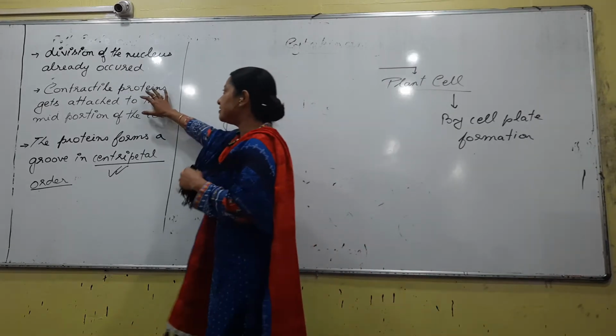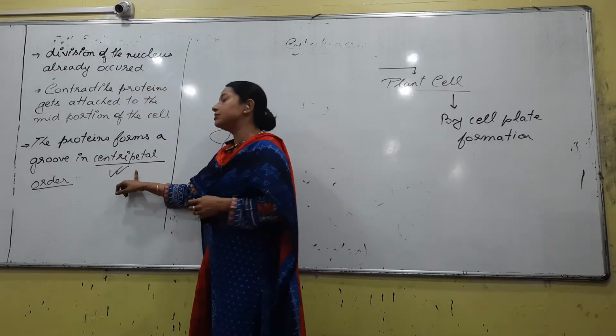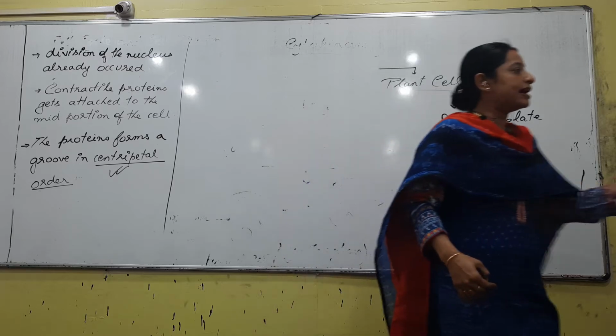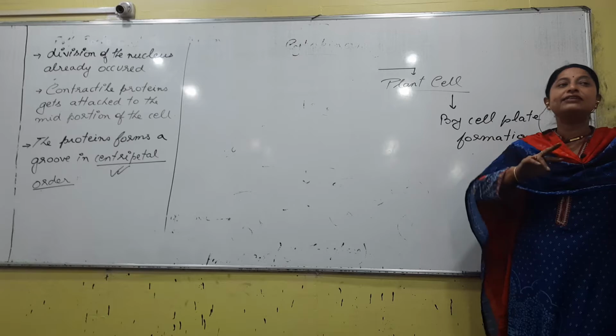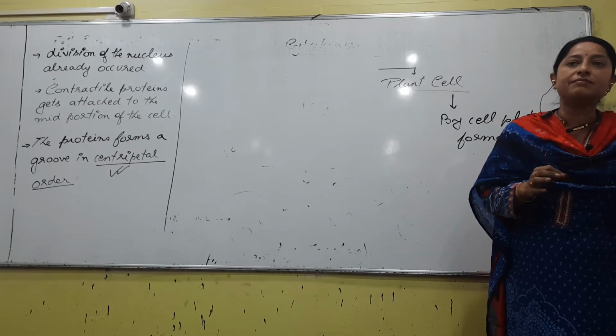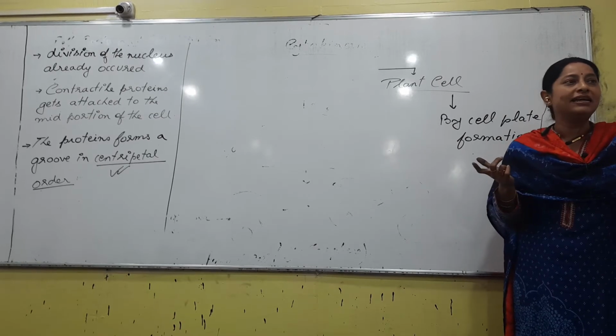So, there will be certain contractile proteins that will help to form the groove. Another point that is important is the word centripetal order. We will be comparing the cytokinesis of the plant cell and the animal cell, right. Plant cell or animal cell, we will compare. The first point of comparison is obviously the method. One is by cell plate method and the other is by groove method.